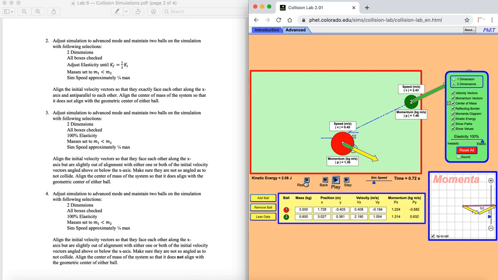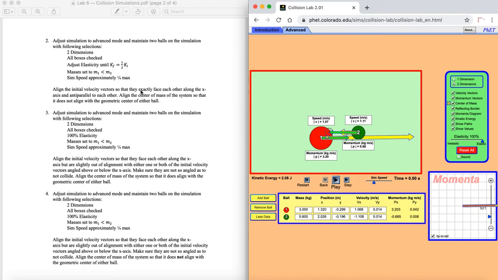We can go back here, reset things. So what's different this time? Here it says, align the initial velocity vectors so they each face each other. But look, the only difference is elasticity is adjusted. That's the only thing that's changed. And we're adjusting elasticity until K final is half of K initial. So let's go ahead and set things up.